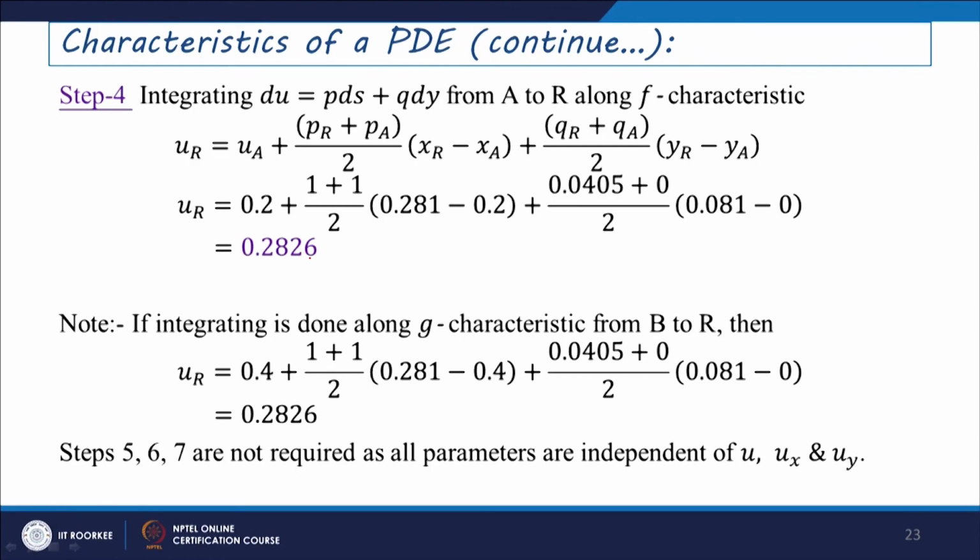And one note we are providing here: if integration is done along the g characteristics from b to r, then we get ur as 0.2826 here. So, steps 5, 6, 7 are not required, as all parameters are independent of u, ux and uy here.